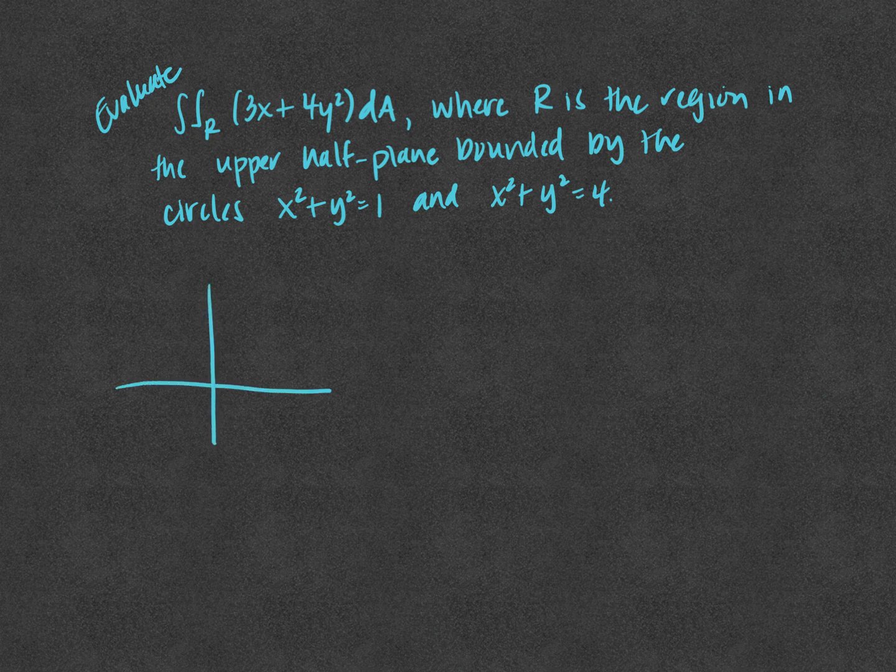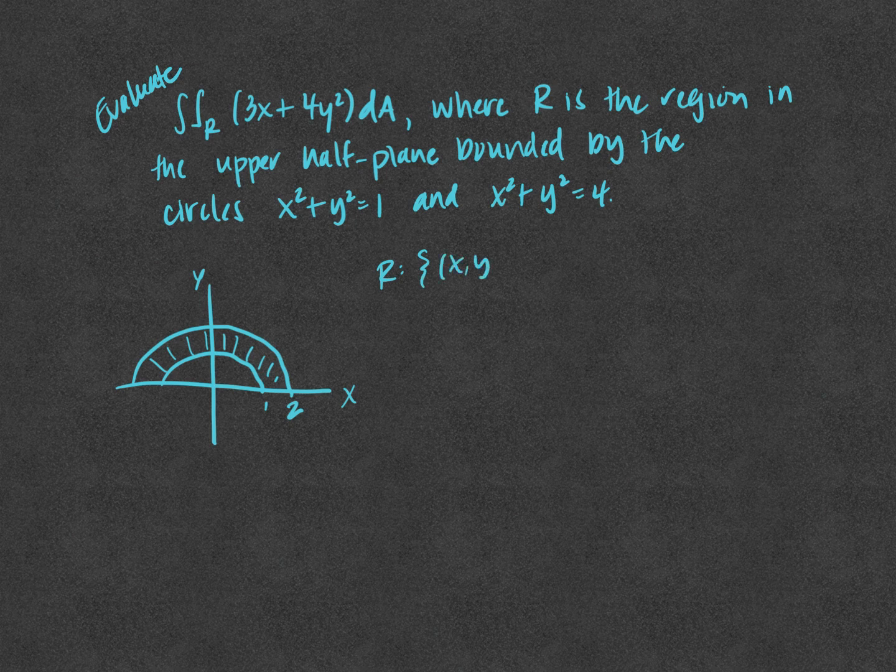X squared plus y squared equals 1 is a circle with a radius of 1, and x squared plus y squared equals 4 has a radius of 2. So this area in the upper half plane means we're only looking at the top half of the plane. Here's our x and y axes, and that's what it looks like. So let's write our region, because that's always helpful.